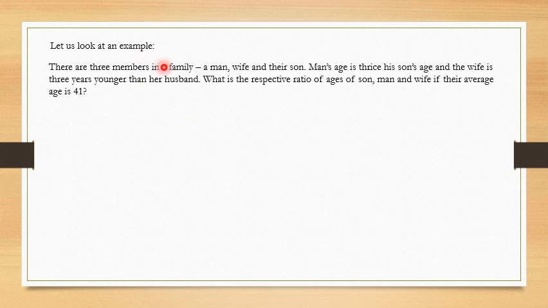So there are three members in the family, a man, a wife, and their son. So the man's age is thrice his son's age, and the wife is 3 years younger than her husband.